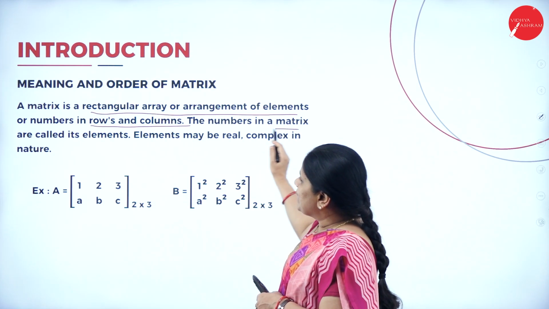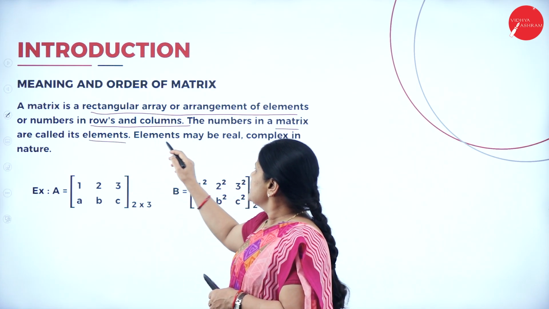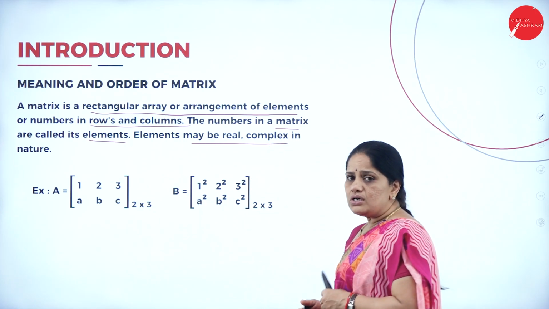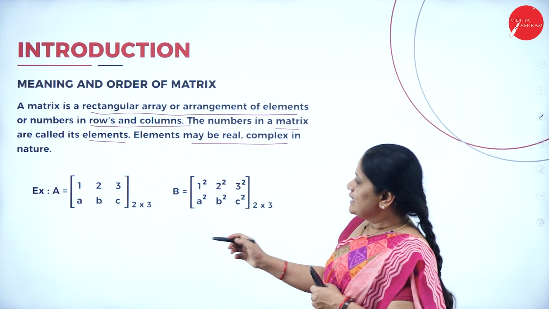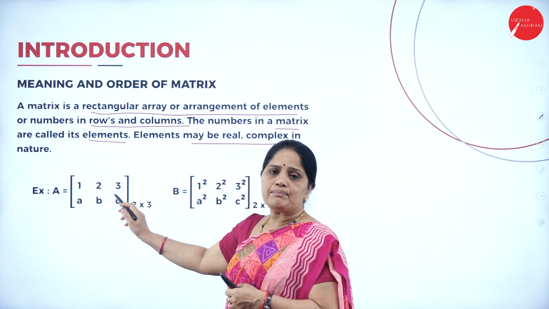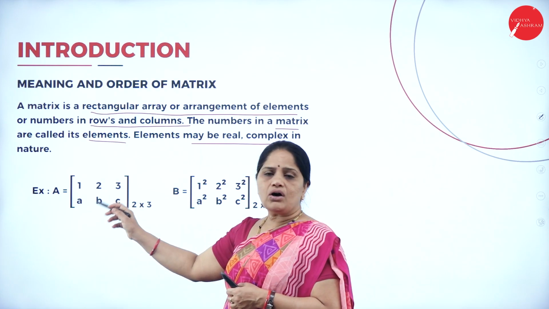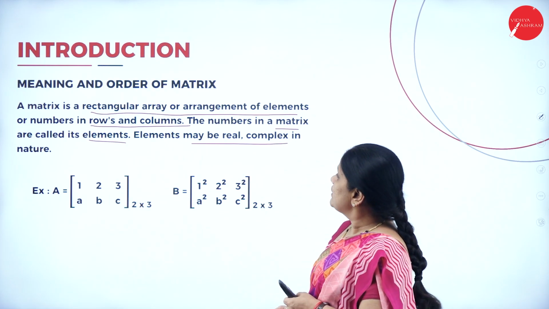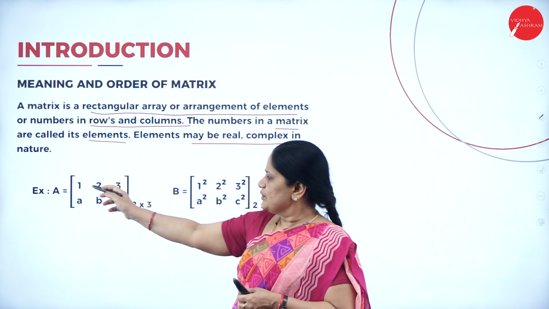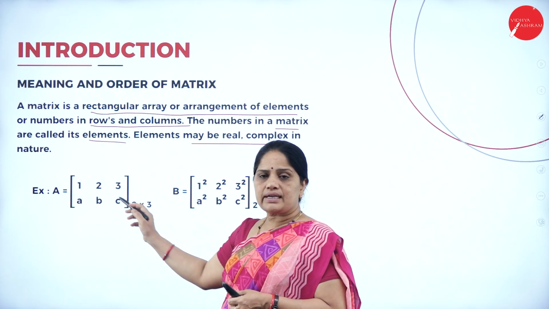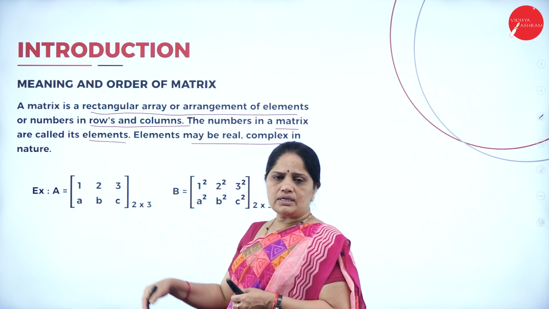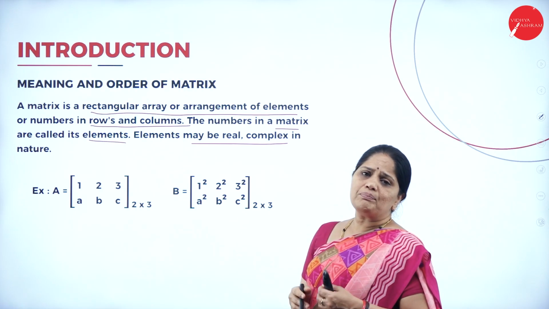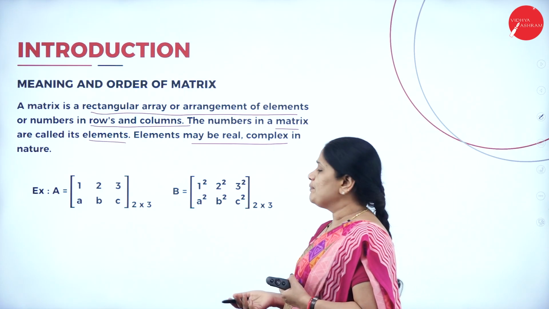So, the numbers in a matrix are called its elements. Elements may be real or complex in nature. So, we should understand that a matrix is an arrangement of numbers. So, it may be 1, 2, 3 or A, B, C, anything. Whatever, it is an orderly arrangement of numbers in rows. So, we have this first row and the second row, and we also have 3 columns in this matrix. Here also it may be simple or complex. So, complex numbers also can form a matrix.